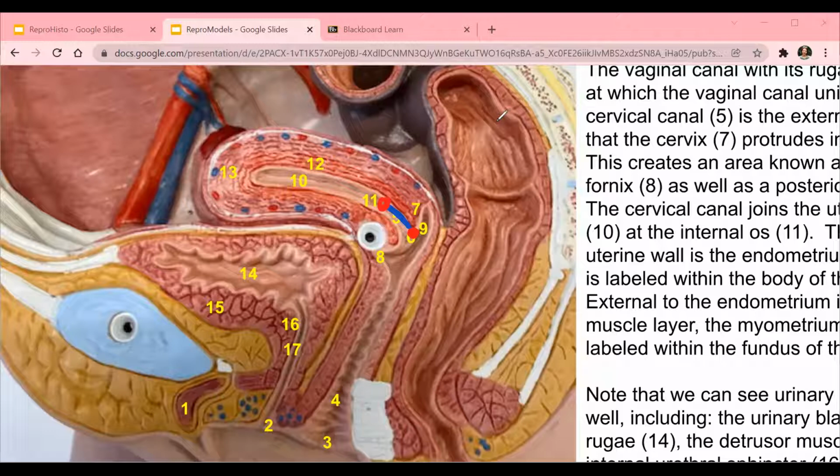As you see in this picture, we have a projection of the cervix in the vagina, and this projection is this region. It makes 2 small pouches. One of them is here and the other is here. These small pouches are called fornix. One of them is located anterior. We call it the anterior fornix. One of them is located posterior, and we call it the posterior fornix. After that, you can see the vagina.